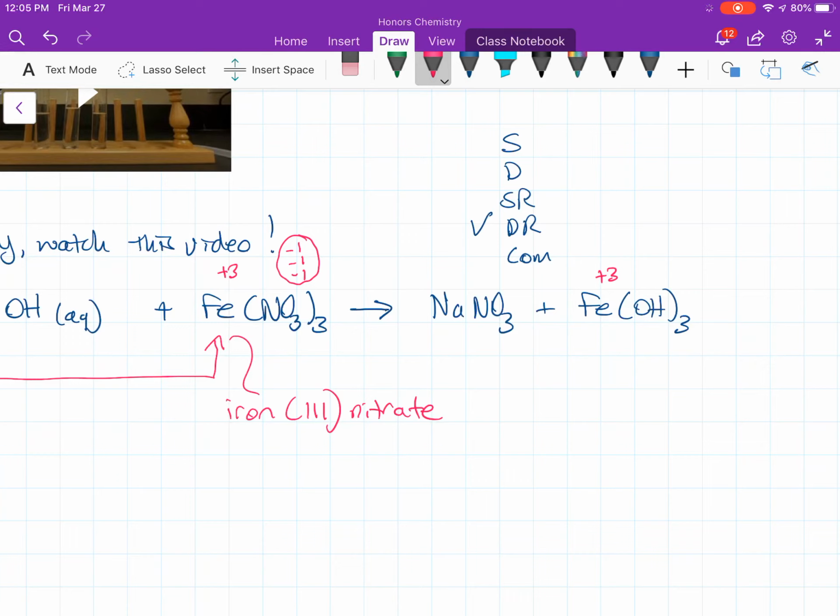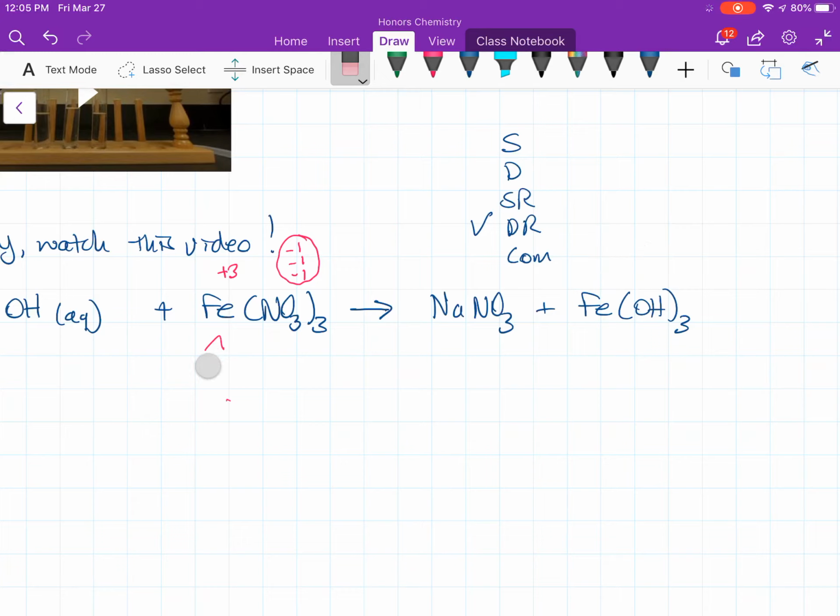And OH is hydroxide, it's negative. There's 3 of them: -1, -1, -1. So -3, +3. Oh, I'm so smart. I just wrote this reaction correctly. So proud of myself right now.